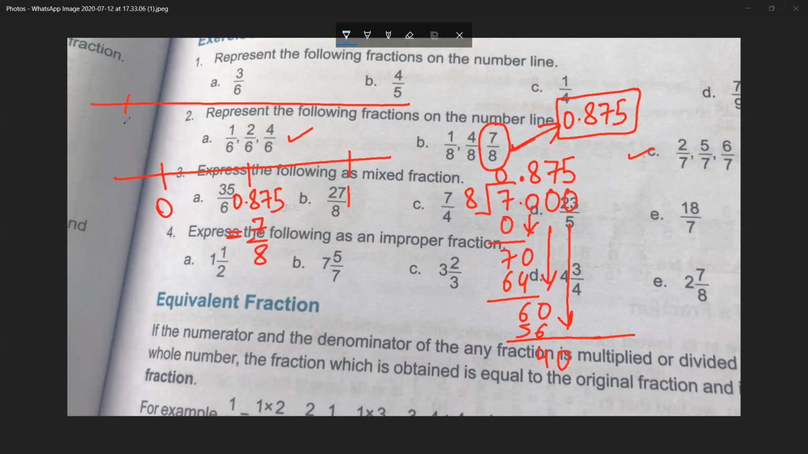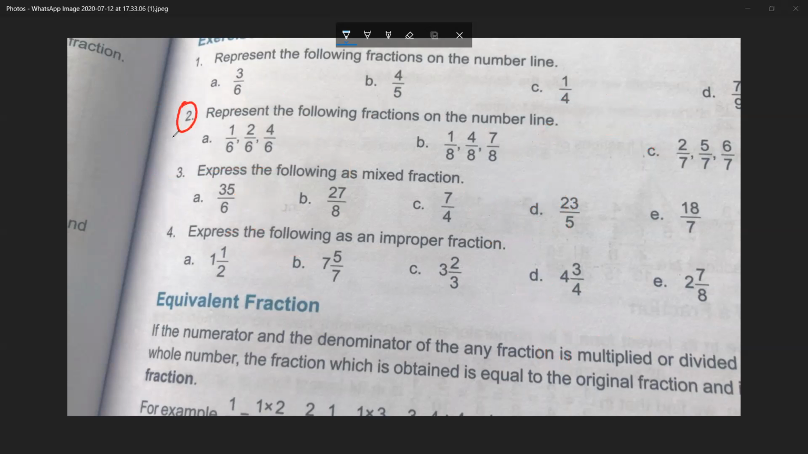So into how many parts should I divide 0 and 1? 8. 1, 2, 3, 4, 5, 6. I'll draw 7 here. So I have 1, 2, 3, 4, 5, 6, 7, 8. 8 parts. So 7 by 8 would be this part. This is 7 by 8. Mr. Sarthak, have you understood? Yes, sir.